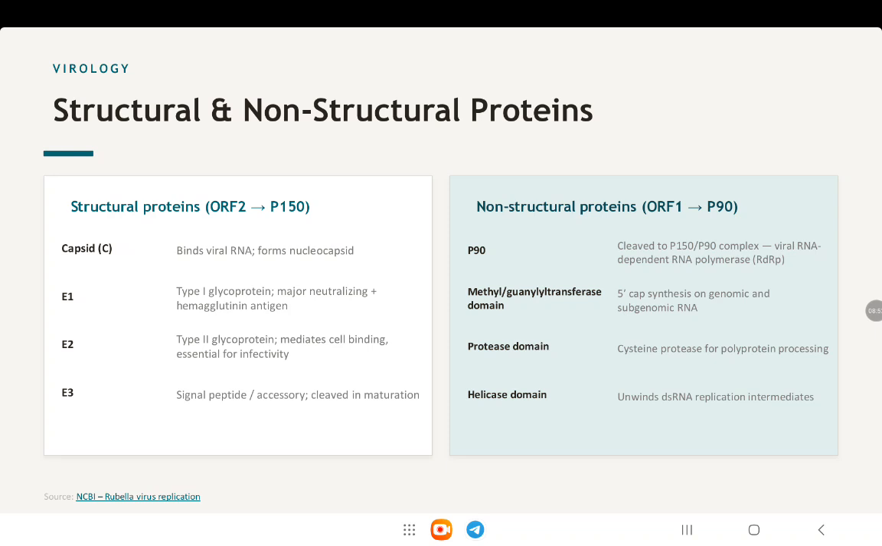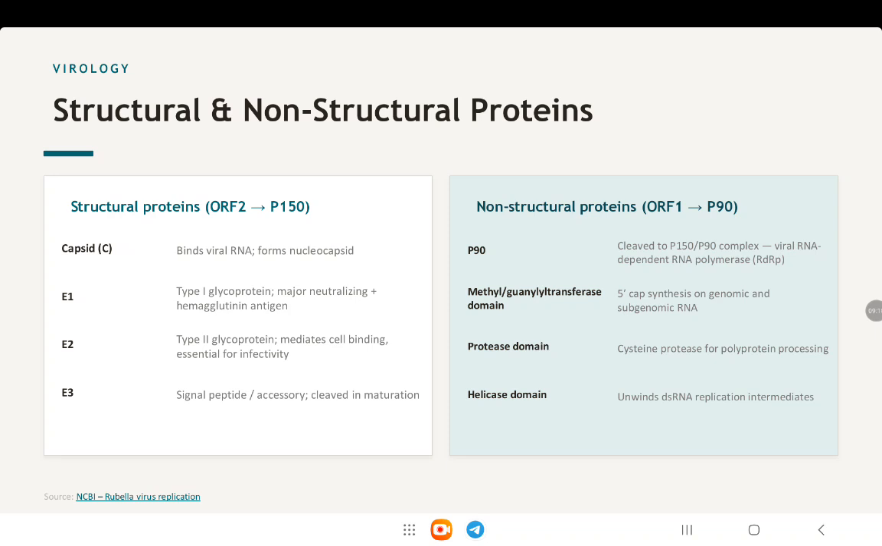And non-structural proteins are responsible for virus replication. We have many non-structural proteins, including the methyltransferase domain, the protease domain, and the helicase domain. These non-structural proteins include the RNA-dependent RNA polymerase, which copies the viral RNA.